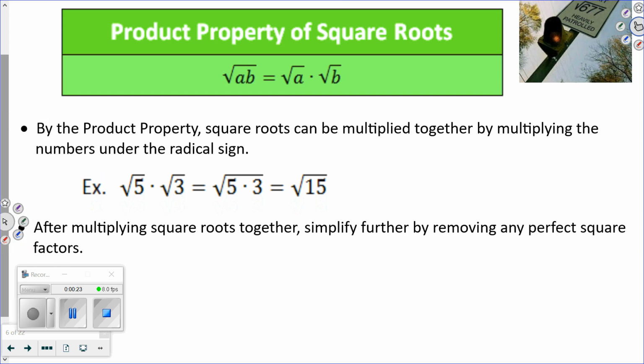So radical 5 times radical 3 is radical 15, right? Same radical, they're underneath radicals together, we can multiply them. Then after you multiply, you can do your factor trees and try to find those pairs, the couples that come out.